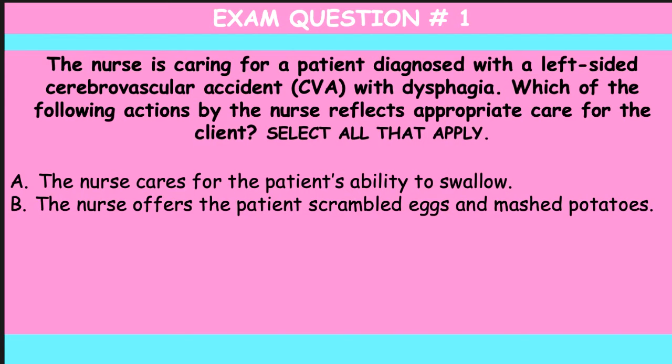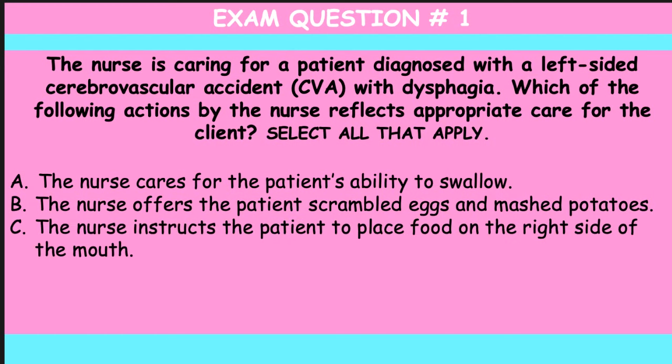B. The nurse offers the patient scrambled eggs and mashed potatoes. So how can this food affect the patient that had a left-sided CVA with dysphagia? Dysphagia being difficulty swallowing. So patients that have this issue need to be given foods that are soft as they are at higher risk for aspiration.